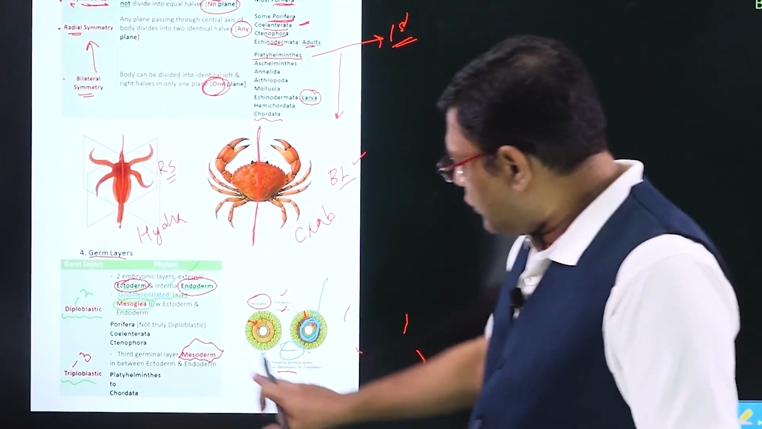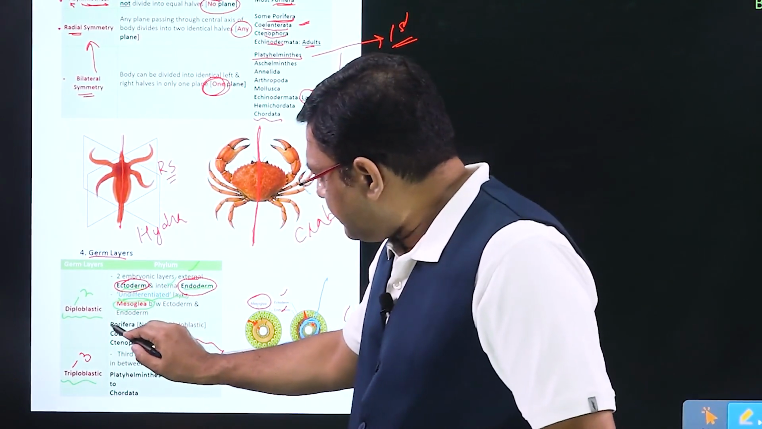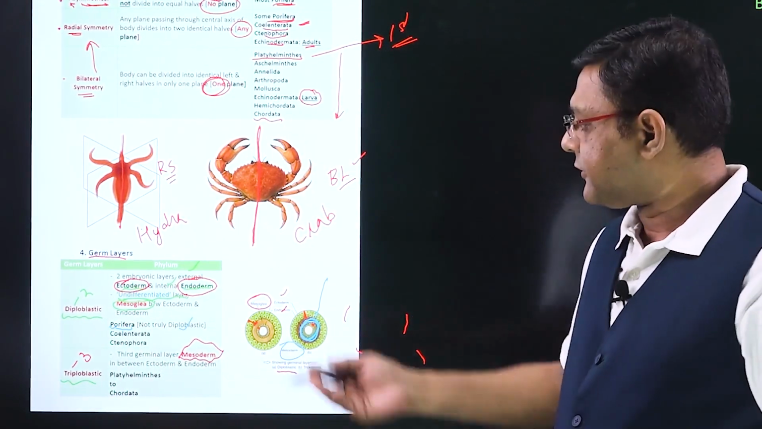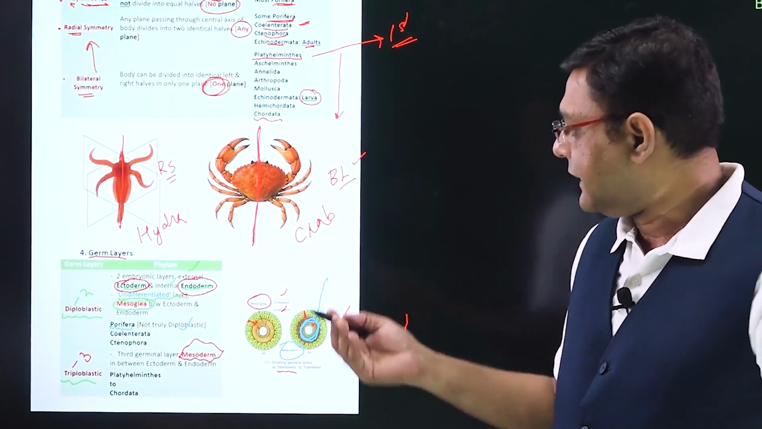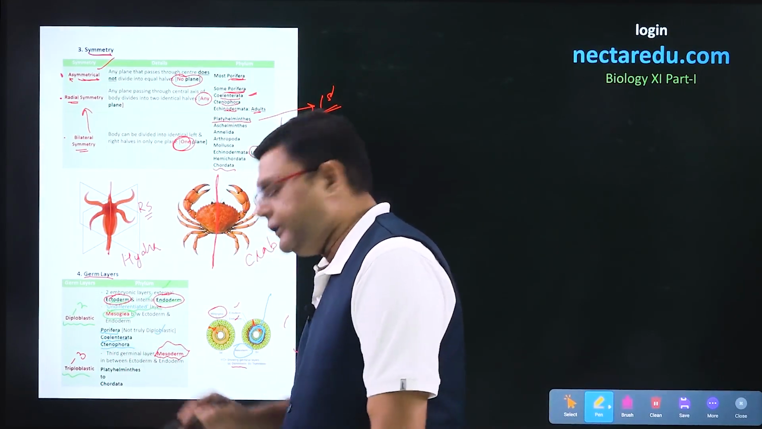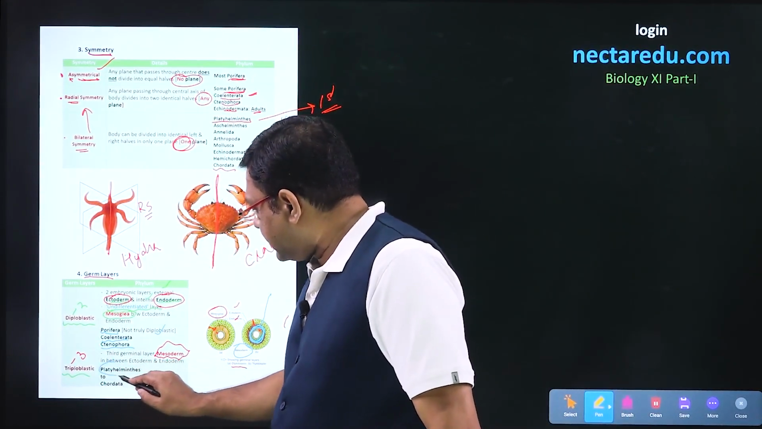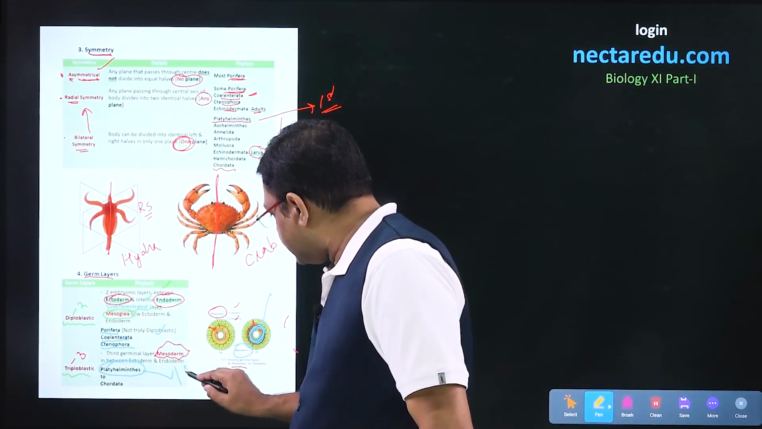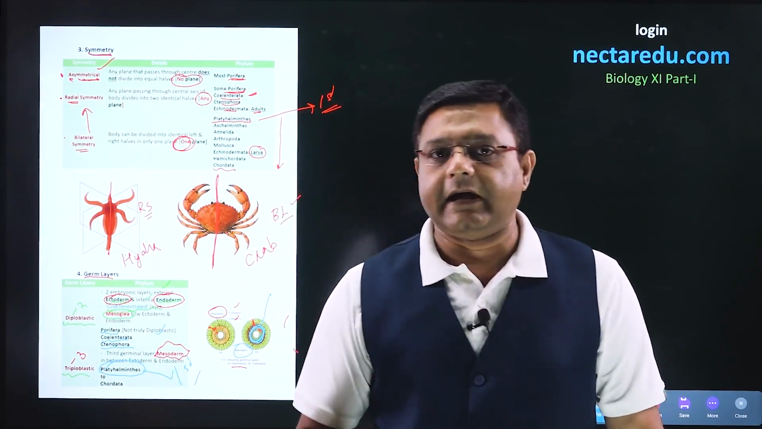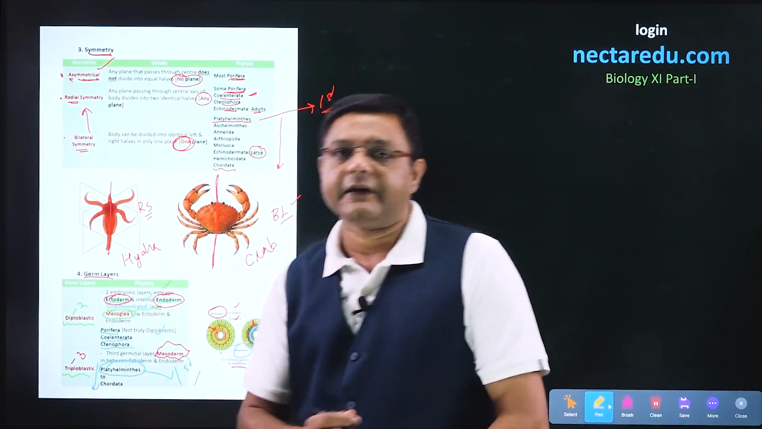Now, moving to the phyla in which it is present, starting with Porifera. In Porifera, we say that it is not truly diploblastic because a cellular grade of organization is present. Then it will be Coelenterata and Ctenophora. The first phylum in which the triploblastic condition comes is Platyhelminthes. Once the triploblastic condition starts in Platyhelminthes, it will continue right to the last phylum, that is Chordata.